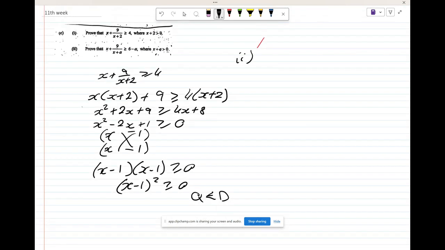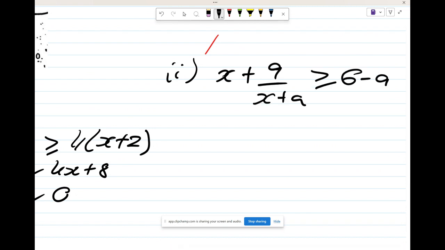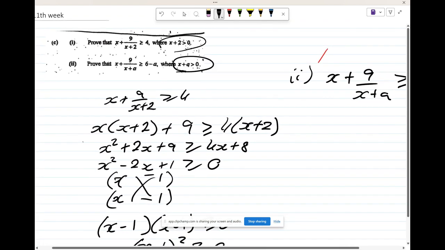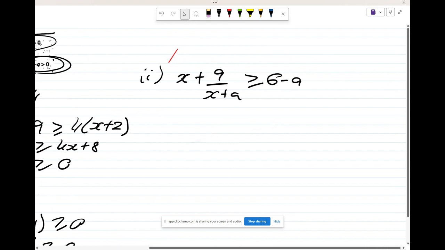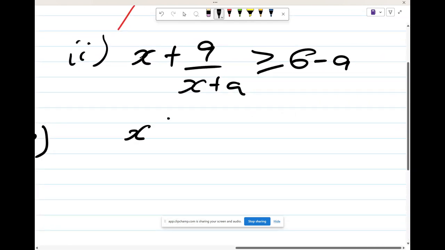So part 2 says prove that x plus 9 over x plus a this time is greater than or equal to 6 minus a, where x plus a is greater than 0. Okay, so x plus 9 over, instead of 2 this time we have a, and greater than or equal to 6 minus a. So again, same kind of trick. They've told us x plus a is greater than 0. So we know that we can straight away multiply by x plus a.